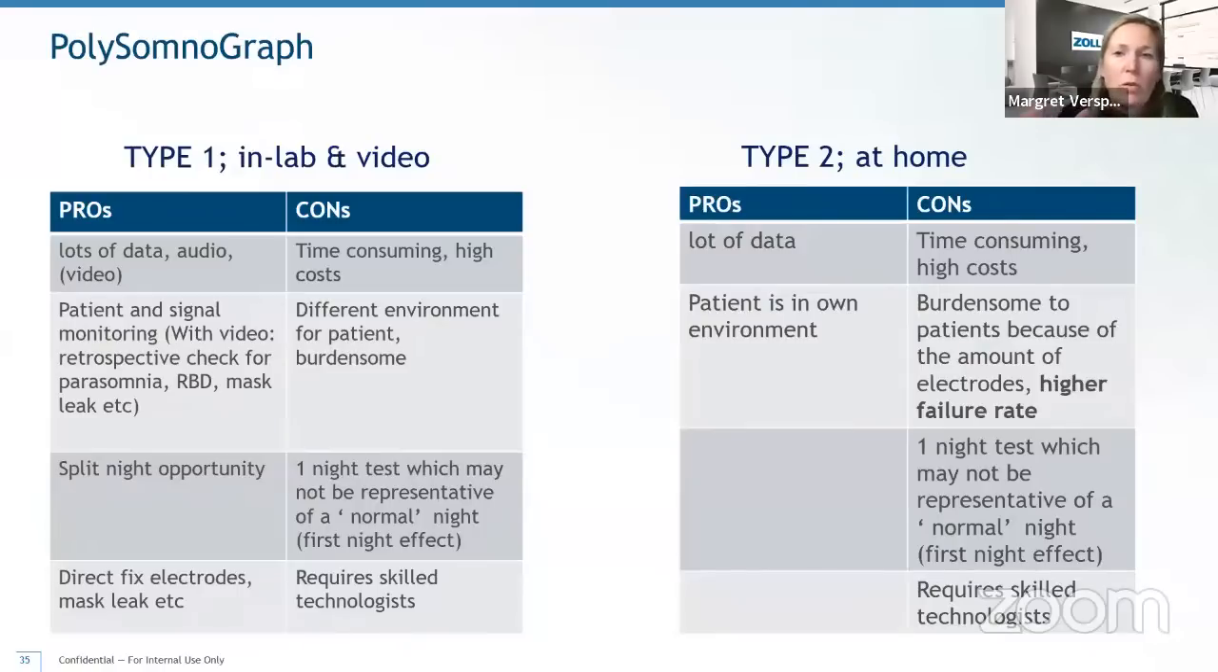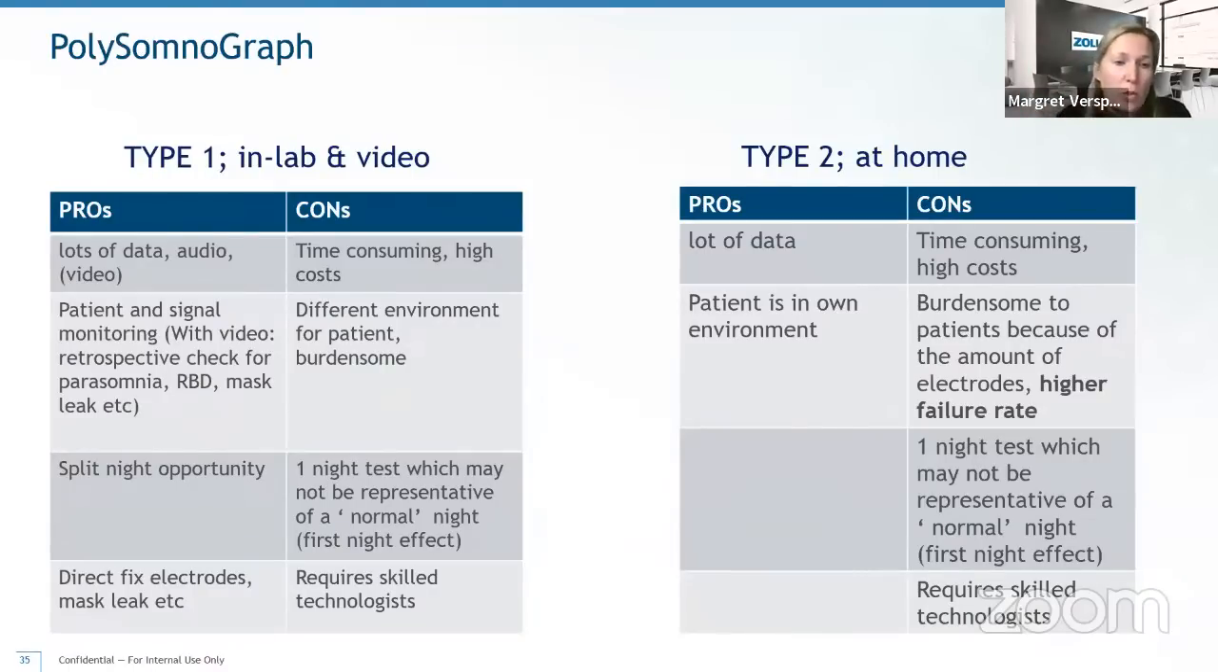When we look at the polysomnography, we have the type 1 and we have the type 2. In the type 1, the pros and the cons we see here. So with an in-lab video, the pros are that there is a lot of data. We have audio, we have video. We have patient and signal monitoring. Yes, so with the video, when we look back, you can have a retrospective check for parasomnia, for example, also for REM sleep behavior disorder, for mask leak, etc.